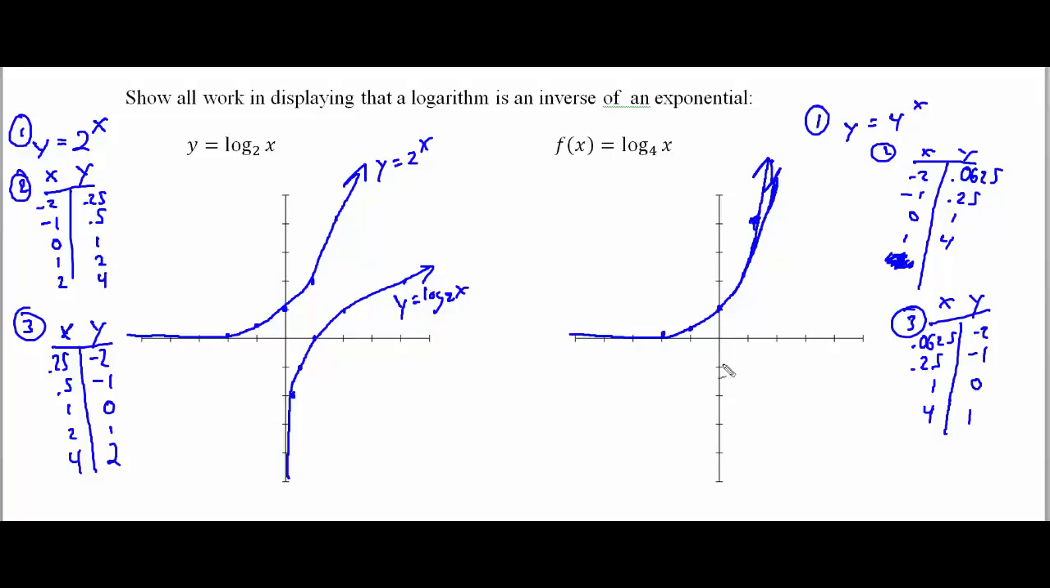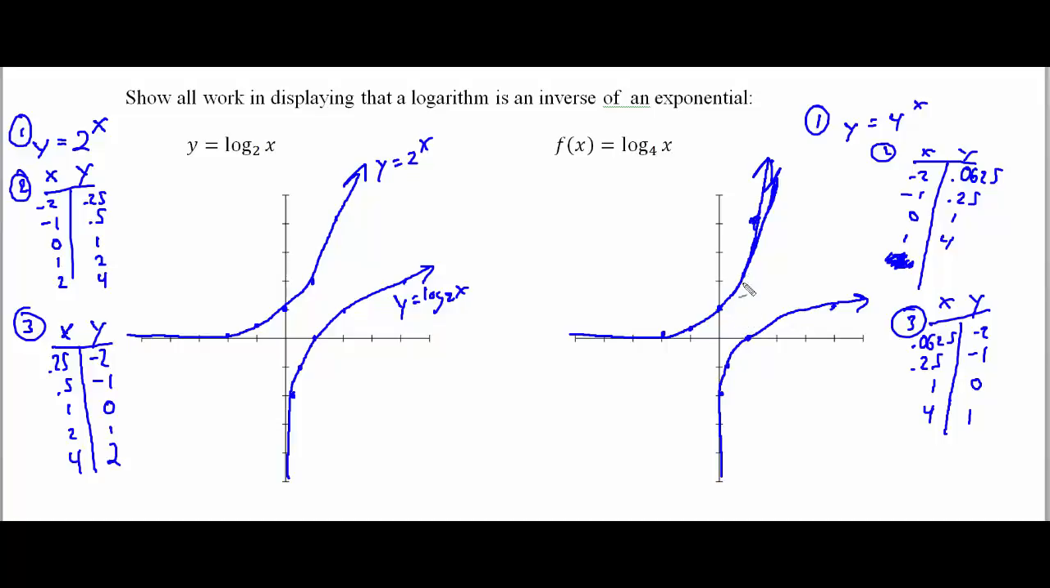So negative 2 is at 0.0625, which is going to be over here. Negative 1 is going to be at 0.25. 1 is 0, and 4 is 1. And so here we go. Here's my beautiful curve like that.